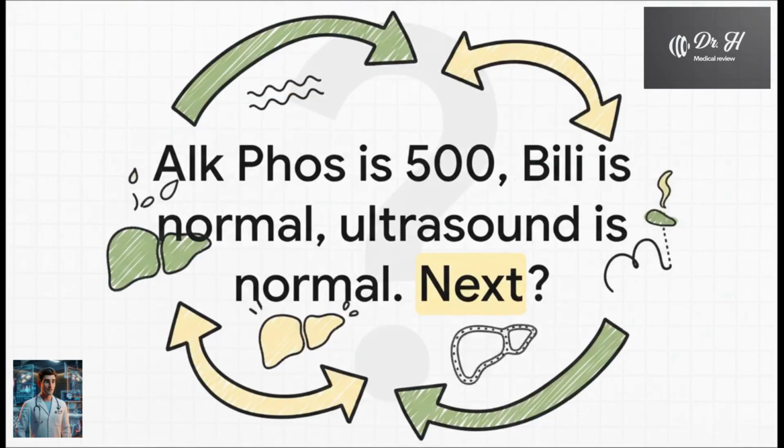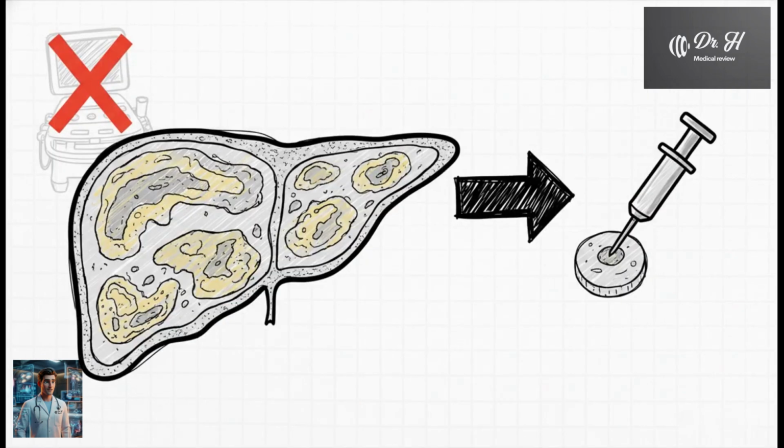Okay, next case. This one's a little trickier. The alk phos is 500, but the bilirubin is normal and the ultrasound shows zero obstruction. What's your next move? This is that classic infiltrative pattern we were just talking about. The high alk phos tells you something's wrong, but the biliary tree isn't blocked. Your next step isn't more imaging, it's a biopsy to figure out what's invading that liver tissue.